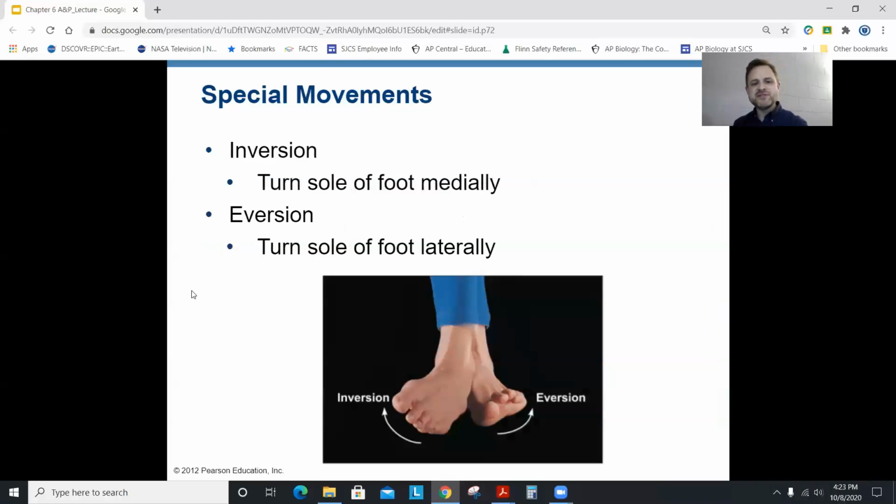So inversion versus eversion, this is pretty simple. This just involves your foot. An inversion of your foot means sweep your sole toward the middle, toward the median plane, inward. Eversion with an E means you sweep your foot outward. So the bottom of your foot's pointing outward when you do an eversion, it's pointing inward when you do an inversion.